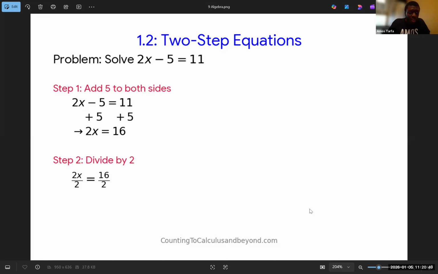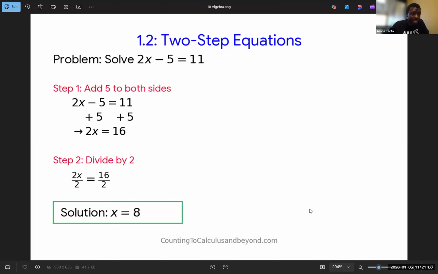Please note that there are properties of real numbers at the end of your workbook if you're using the Counting to Calculus Algebra workbook, or you can just find them online. And we have them in our free resource called Tools for Mastery in Mathematics. Just feel free to reach out to us if you want us to send it to you. The solution for this is 8. You can plug 8 back in and you'll find out that it works.